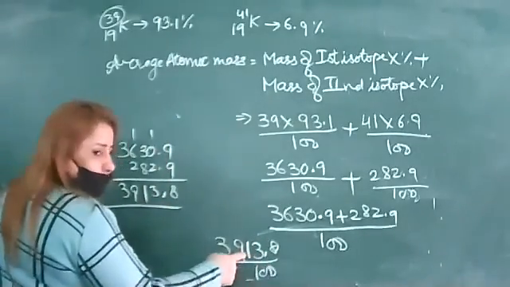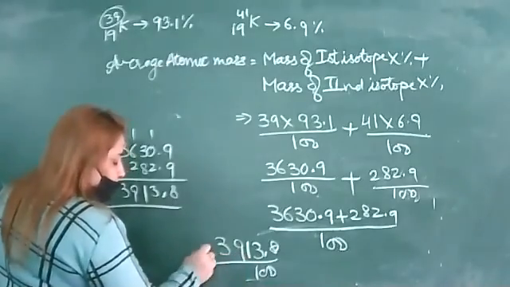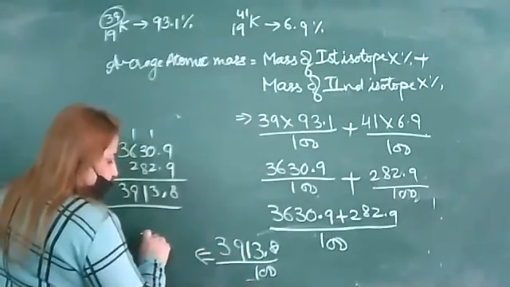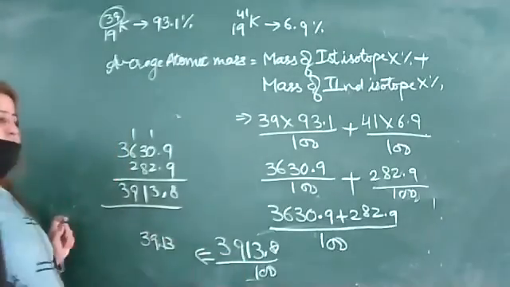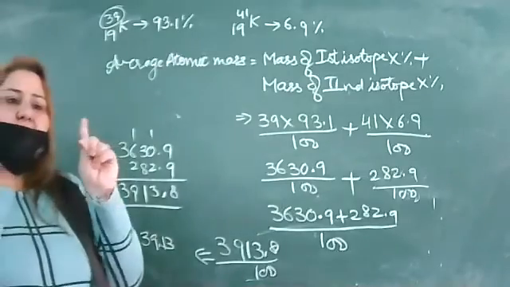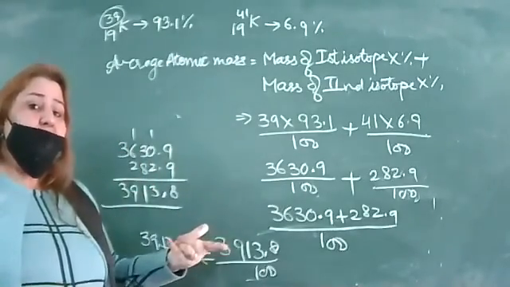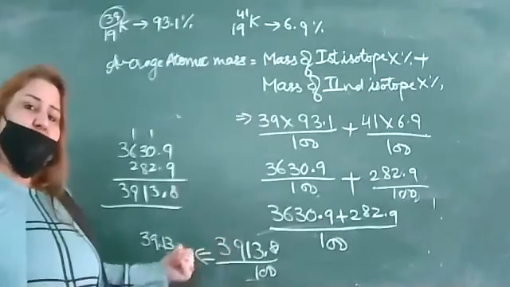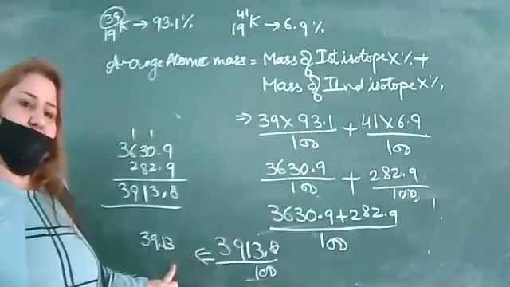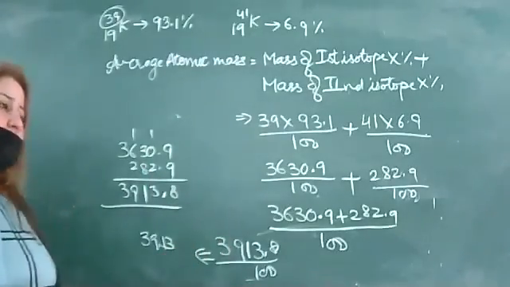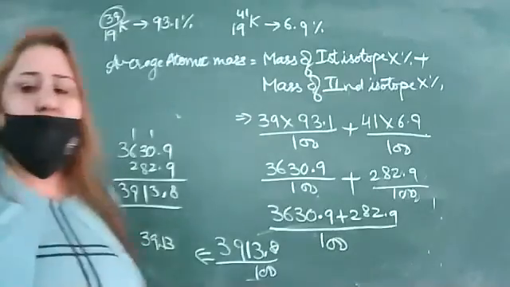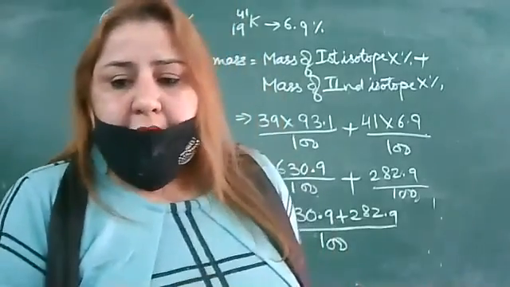Now what we will do? Decimal shifts 2 places. It will become 39.13. And if you remember, potassium is at atomic number 19 and the mass number is double of 19, that is 38, plus 1 for the odd position, that is 39. Is it okay? By this we can calculate the average atomic mass. Any doubt?